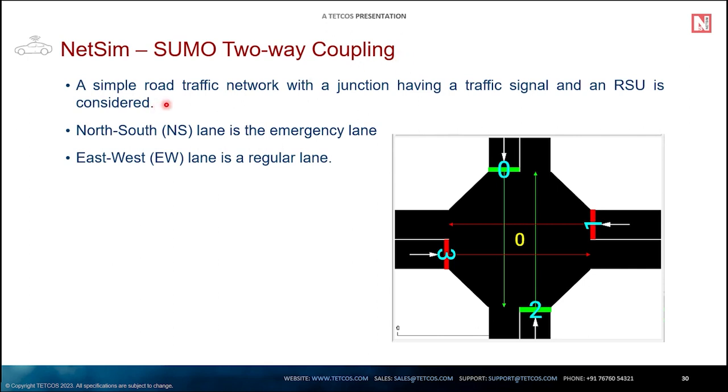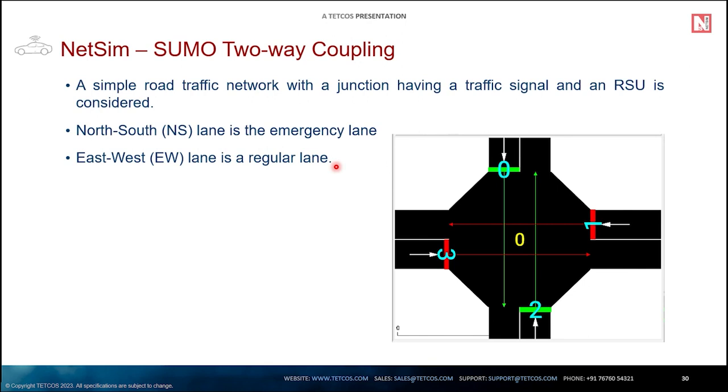In this example, we consider a simple road traffic network with a junction having a traffic signal in SUMO. The equivalent network in NetSim has an RSU at the junction which is responsible for dynamic traffic light control. In the road network, the north-south lane is the emergency lane and the east-west lane is the regular lane. There are no left or right turns permitted.